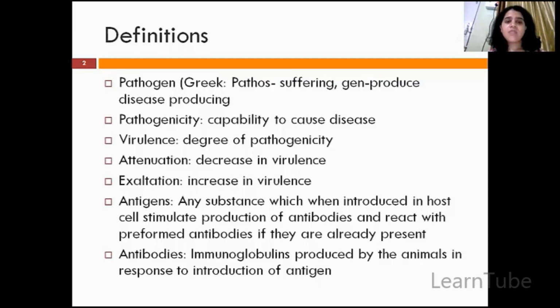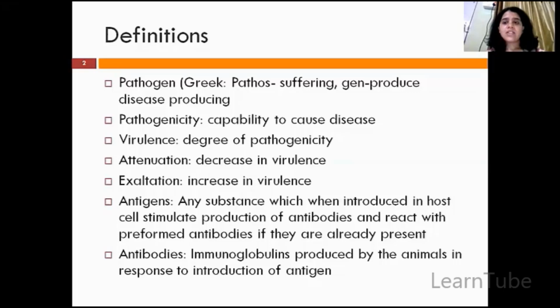Pathogenicity is the capability of causing a disease. Virulence, as we have already discussed, is the degree of pathogenicity or the strength of the microbe to produce a disease. Attenuation is a decrease in virulence. An example is a vaccine. Exaltation is an increase in virulence.